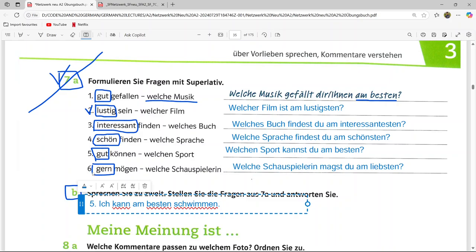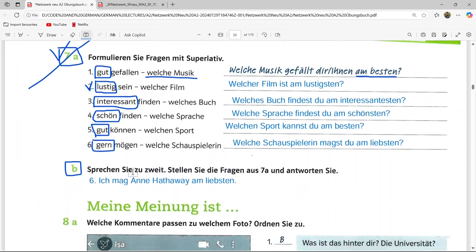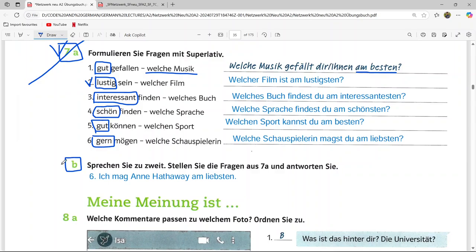And finally the sixth one is welche Schauspielerin magst du am liebsten? So which female actress you like the most? So you can say like this: Ich mag, name of any female actress. So for example, Anne Hathaway am liebsten. So I like the actress Anne Hathaway most. Okay, so in this way this one is also completed.